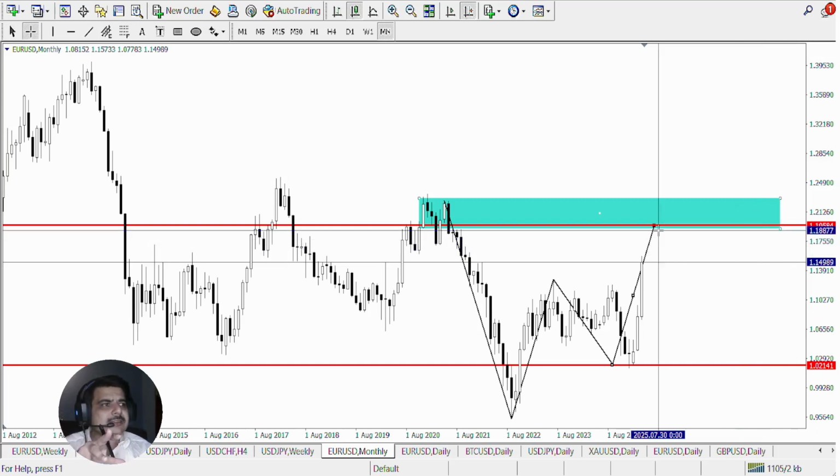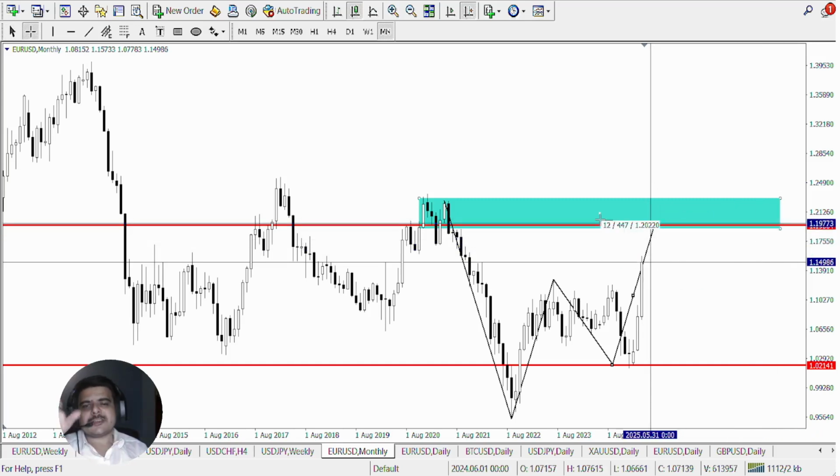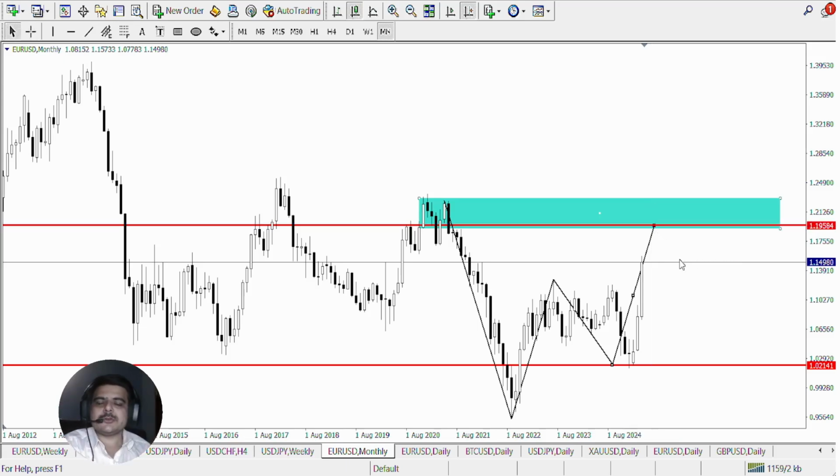Now if you are confused about this, make sure to check out my previous videos, or comment and I will make a separate video on this topic, on why I will be identifying this zone as a sell zone. Why, what's the reason? That's a new story and a new video, only if I get comments. Clear?